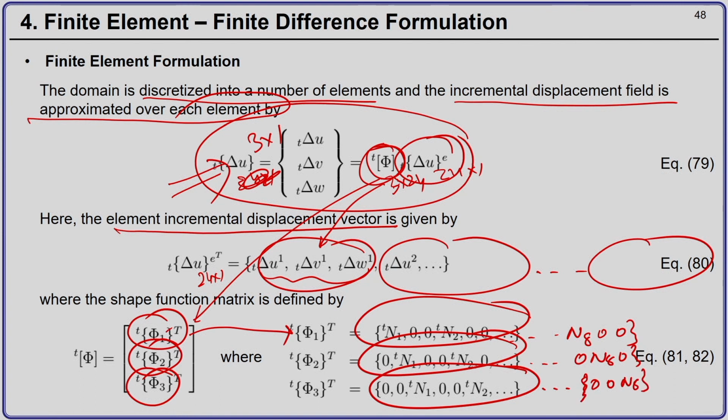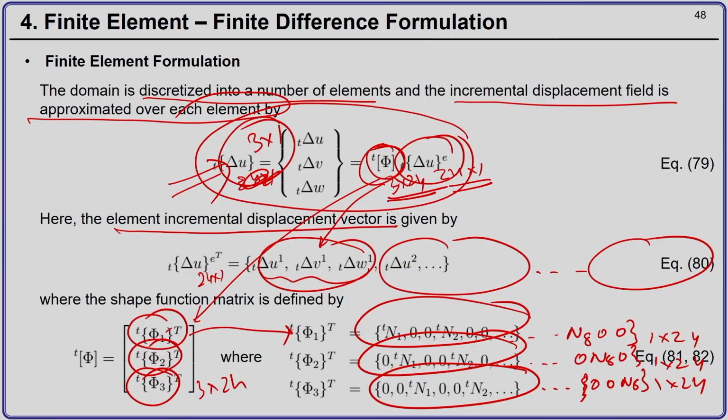Okay. So, this will be 1 cross 24, this is 1 cross 24, this is 1 cross 24. Therefore, this will be 3 cross 24. Okay. So, 3 cross 24 here and 24 cross 1 gives you 3 cross 1, which is the displacement at any point inside the element. Okay. So, it will have 3 displacements x, y and z. Okay. So, that is what we have.